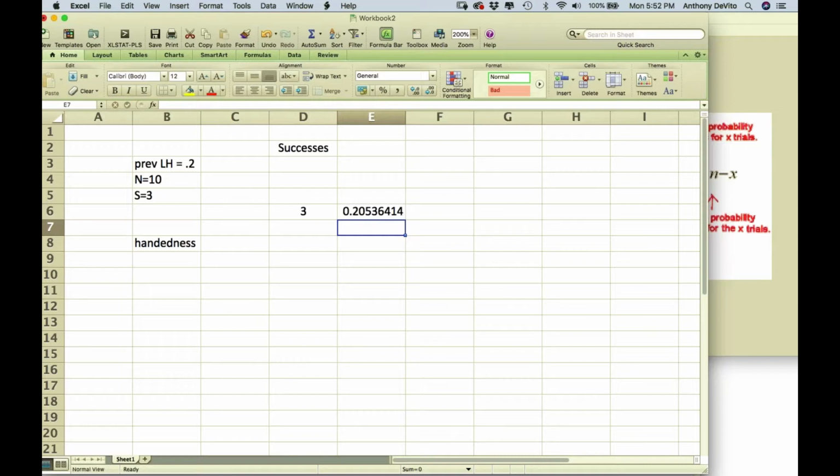As it happens, the probability that 3 out of 10 of your sample will be left-handed, if it's a true random sample, is about 20.5%. Almost 21% of the time you'll get 3 out of 10. Well, why would you want to know this?